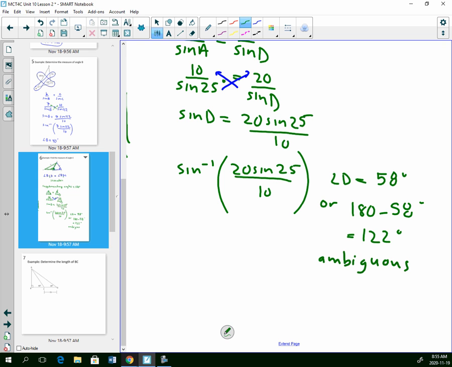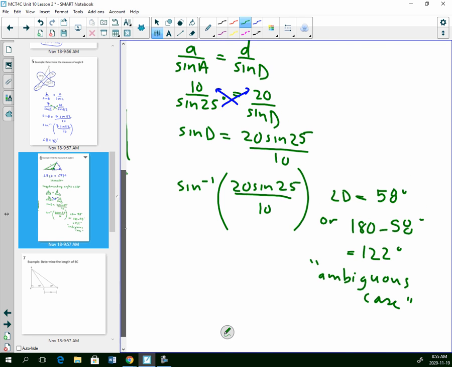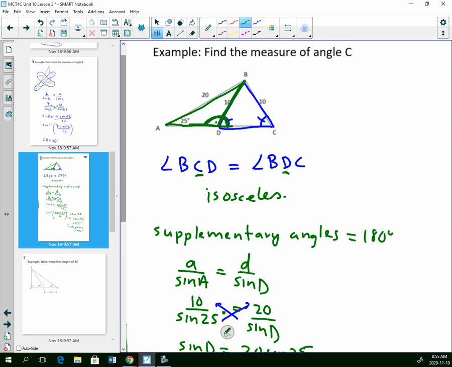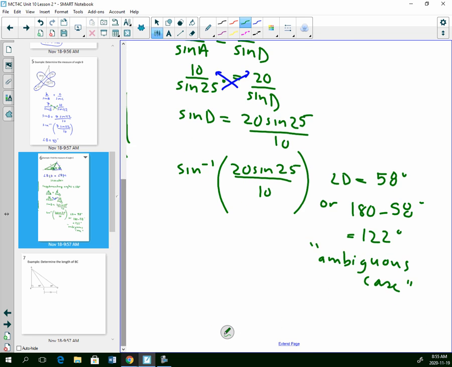Ambiguous. So it's obviously 122. Looking at the diagram, it looks like it's an obtuse. So this inside angle is 122, which makes this one 58, which makes this one 58. So I won't be giving you any ambiguous cases. It'll be probably the acute angle, but just so you know, that's because it's an ambiguous case, so you have two different answers.